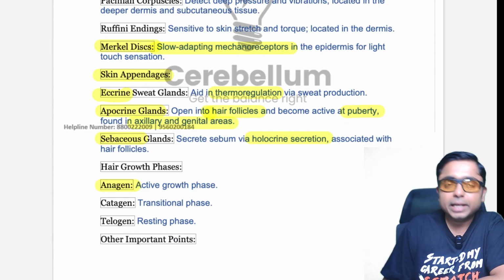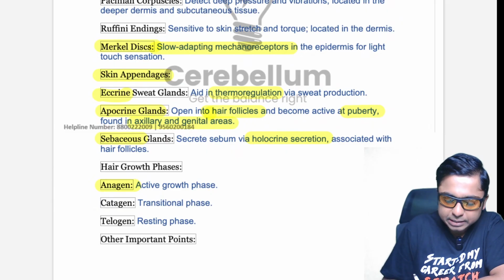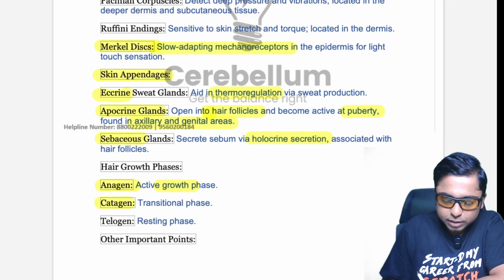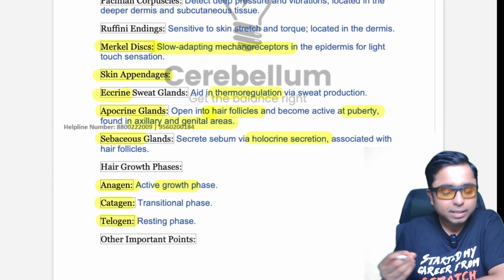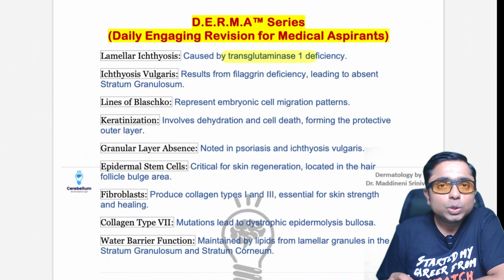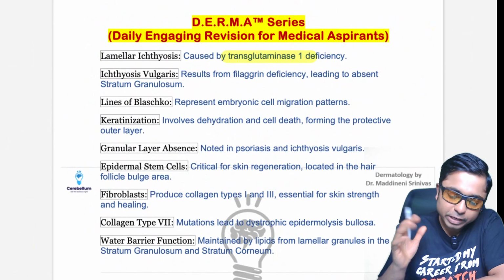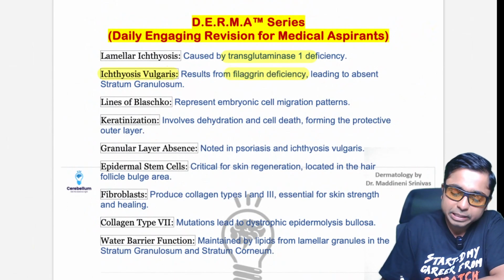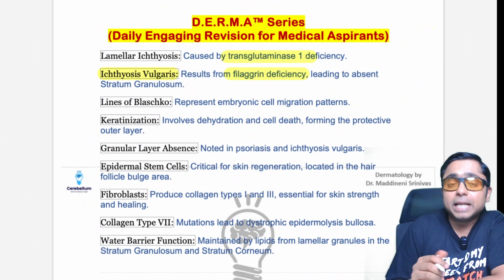In the hair growth phases, remember, anagen phase is the active growth phase, catagen phase is the involutionary transitional phase, and telogen is the resting phase. Some other important points. Lamellar ichthyosis, remember, is due to transglutaminase 1 deficiency. Ichthyosis vulgaris results from filaggrin deficiency, leading to an absent stratum granulosum layer.